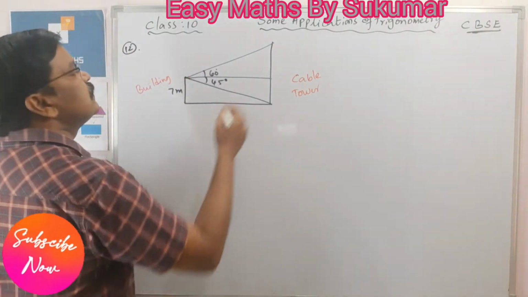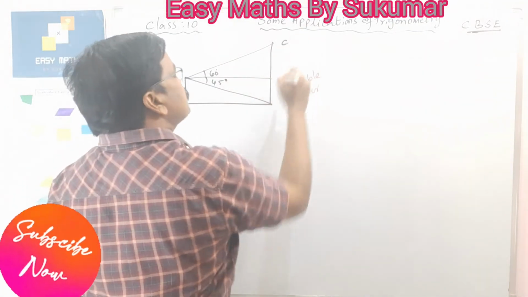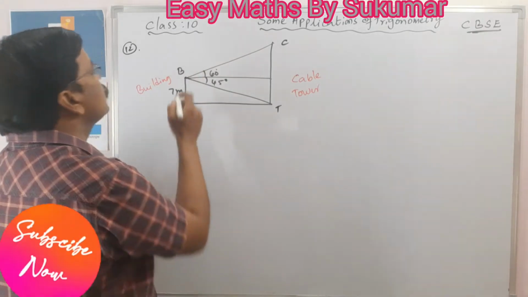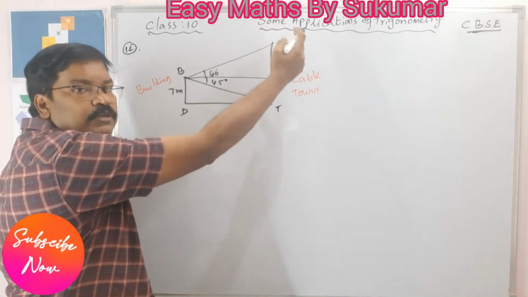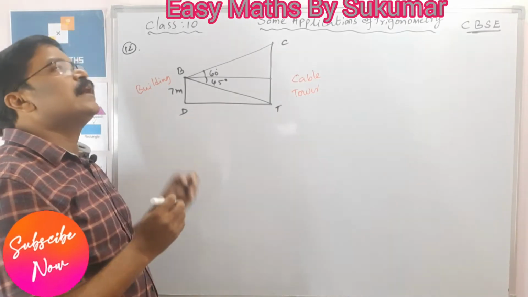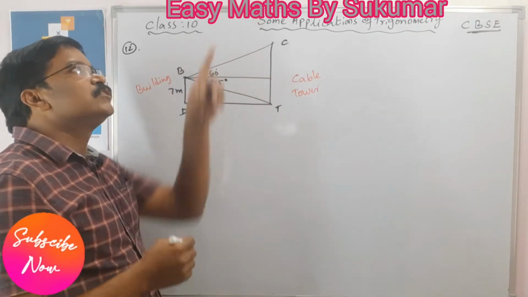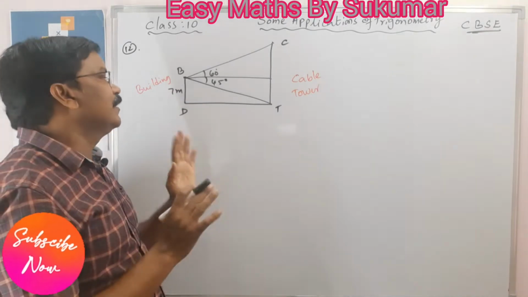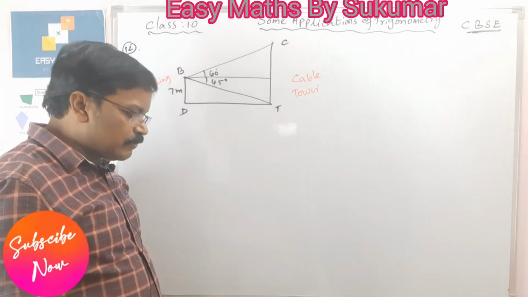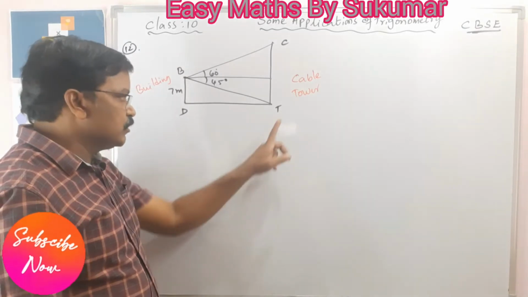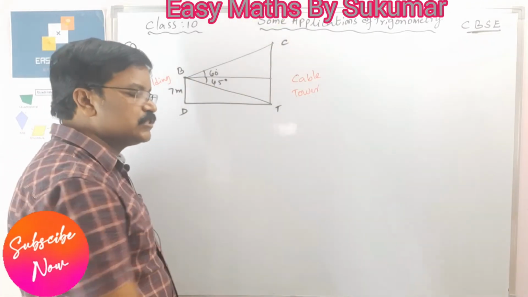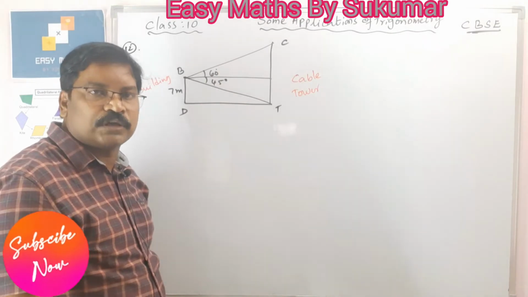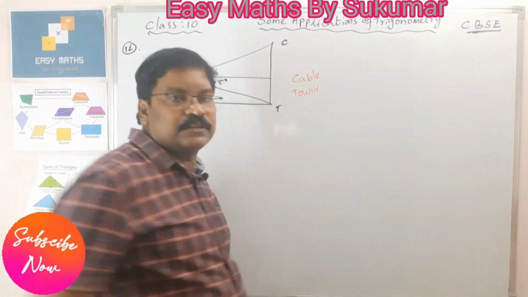See, my dear students, what do you call this one? Cable tower. Just write CT. This is the building BD. Okay. So you are here observing the top of the cable tower with the angle of elevation 60 degrees. Again, at the same point, the angle of depression, that means you are observing the bottom of the cable tower. This is the cable tower. Just imagine. This angle of depression is 45 degrees. Okay. So we have to find the height of the cable tower here.